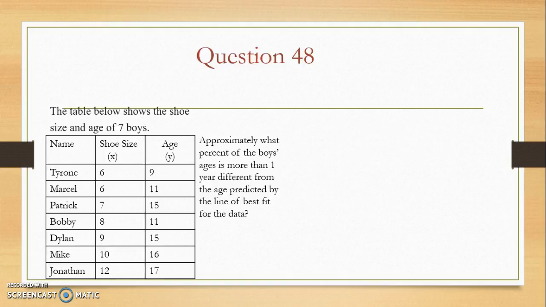The table below shows the shoe size and age of 7 boys. Approximately what percent of the boys' ages is more than 1 year different from the age predicted from the line of best fit? Now, Tyrone is age 9 and wears a size 6. Marcel is age 11 and wears a size 6. So the line of best fit would be in the middle. So your answer would be C.